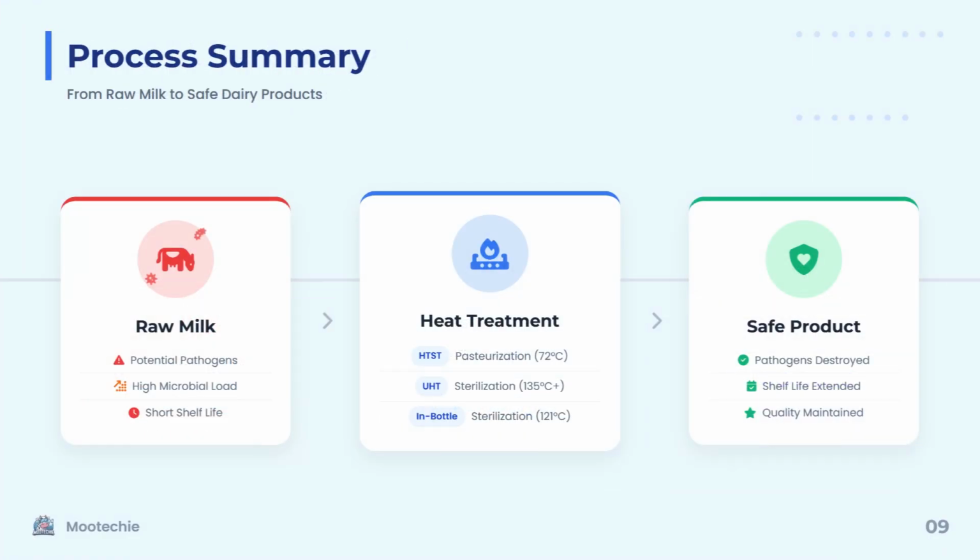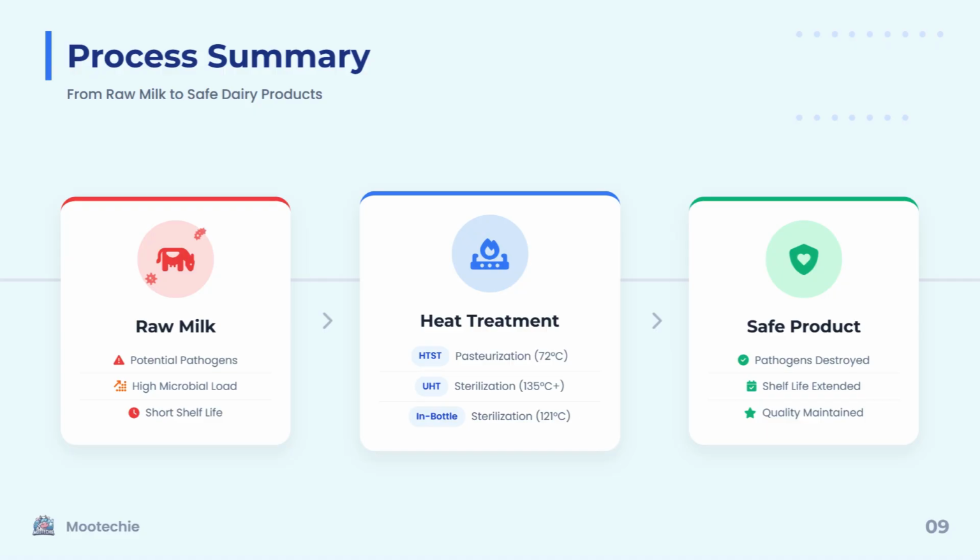The overall process can be summarized clearly. Raw milk contains potential pathogens, high microbial load, short shelf life. Heat treatment, whether HTST, UHT or sterilization, reduces pathogens. The final product becomes microbiologically safe, shelf-stable, and quality-controlled. Thus, thermal processing transforms a perishable raw material into a safe dairy product.